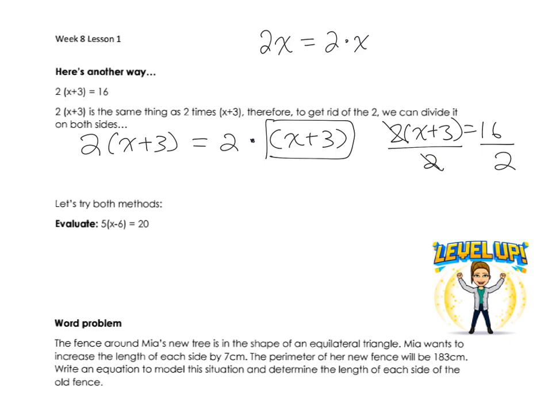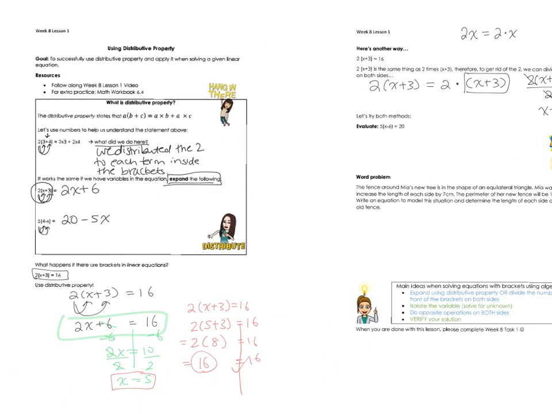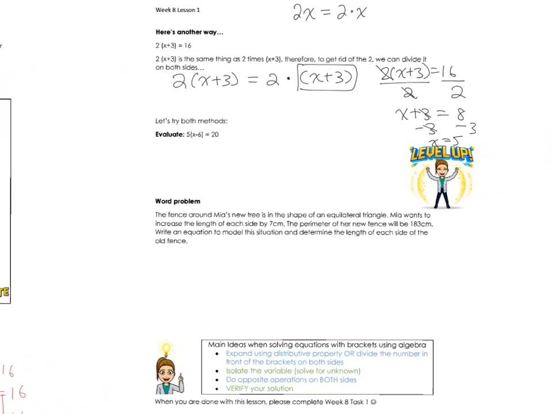Whatever I do to the left side, I do to the right side. That's why I'm dividing by 2 on the right side. On the left side, I have x plus 3 left, and on the right, I have 8. Take away 3, take away 3, x is equal to 5. And that is the same answer I got using distributive property. So you can use either method here.